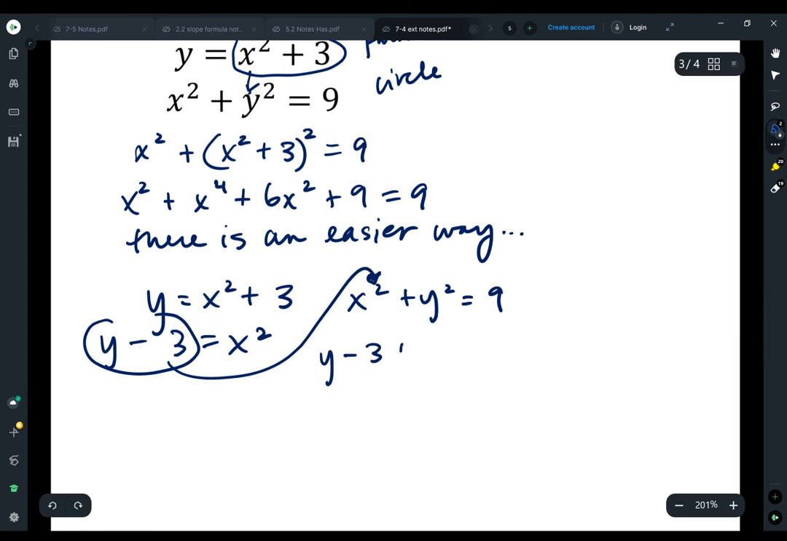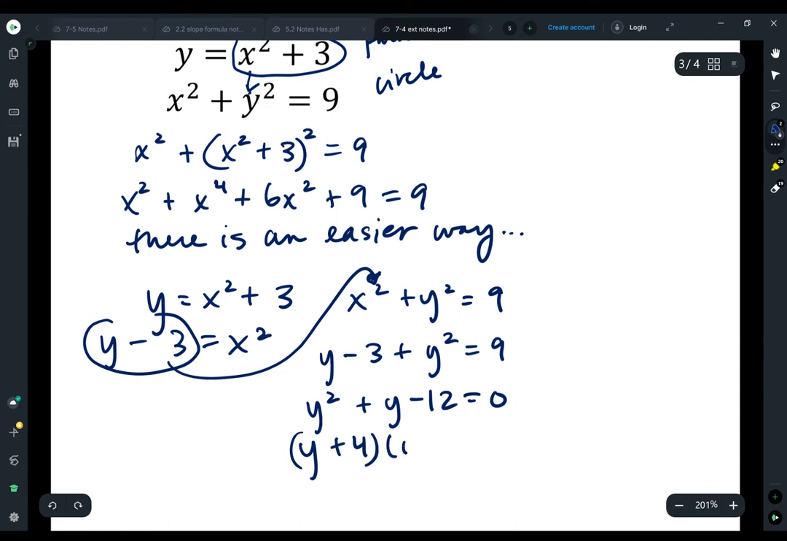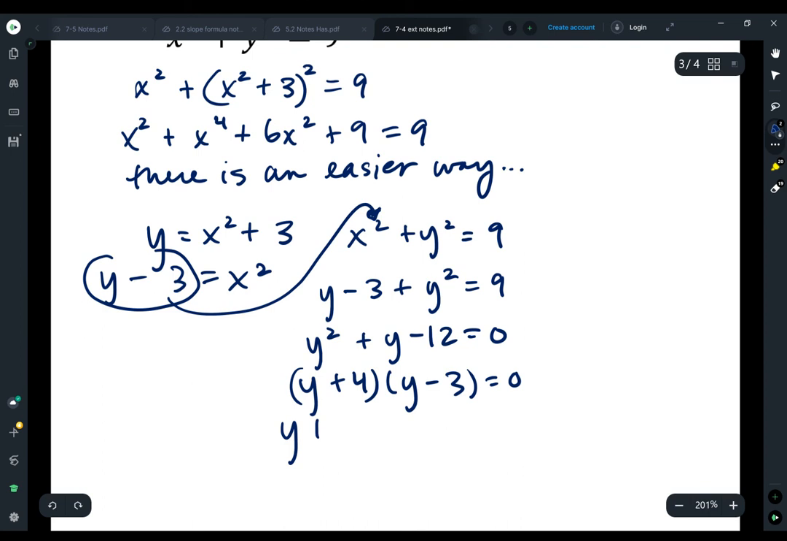So y minus 3 plus y squared equals 9. I'm going to subtract 9 on both sides and reorder this, and then factor. So let's see, either y plus 4 equals 0 or y minus 3 equals 0. So we got our two answers here.